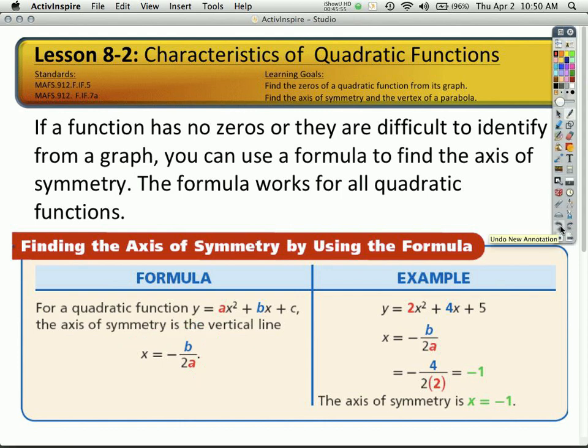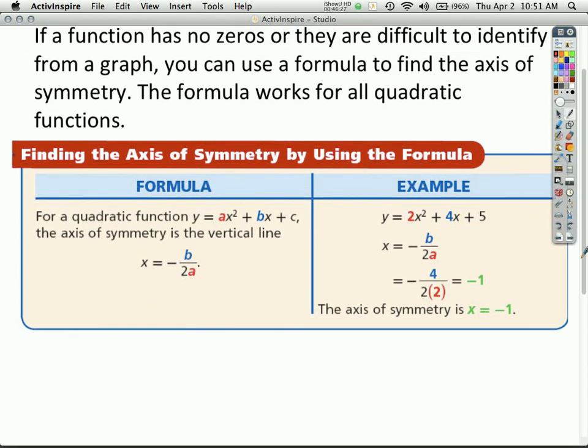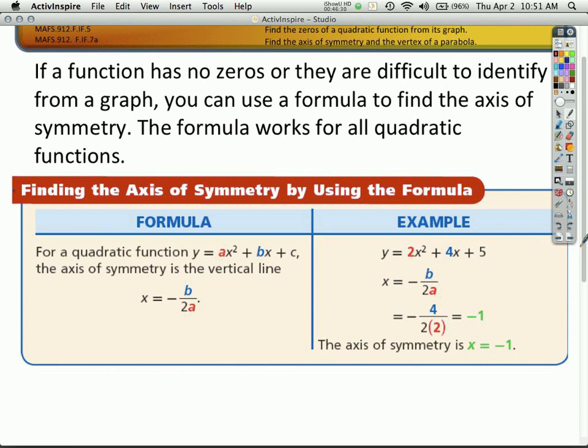So here's how it works. This is a, this is b, this is c. You already knew that. So you identify a, b, and c, plug them in, simplify, and you get the axis of symmetry. B is 4, a is 2, plug them in. You get 4 over 4, but it's always the opposite of the result of that. So 4 over 4 is 1, but it's going to be -1. So the axis of symmetry is x equals -1. You can actually use this for something else as well that we're going to do in addition. But let's focus on this first. Any questions on the formula?